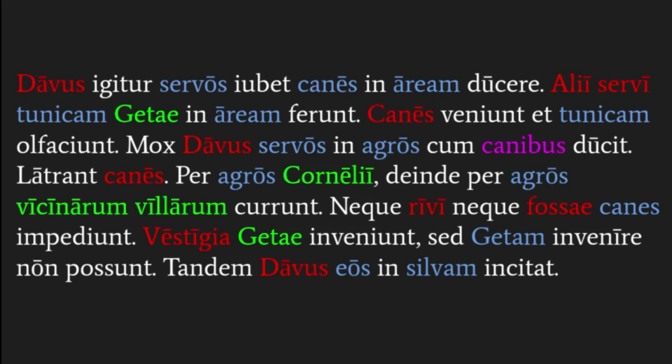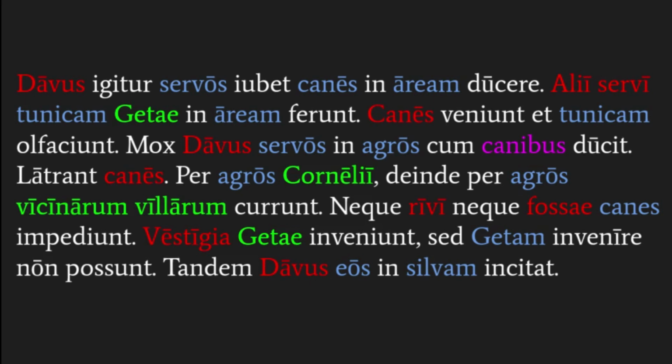Then you have neque rivi, neque fossae, canes impediunt. So again, neque, meaning neither nor. Our subjects here are rivi, meaning rivers, and fossae, meaning ditches. So you're saying neither rivers nor ditches impediunt, hinder, or block, or stop. Hinder is probably a good word for it. Hinder the canes, the dogs, right? So it's saying that they don't get tripped up and they don't stop just because they run into a river or a ditch. They go right through those. Nothing is stopping the dogs.